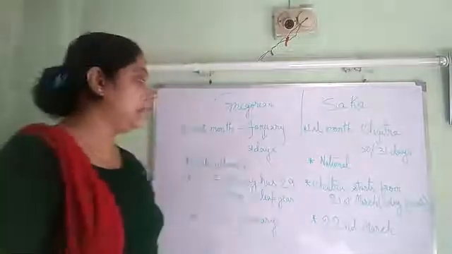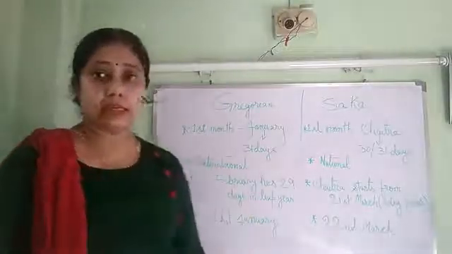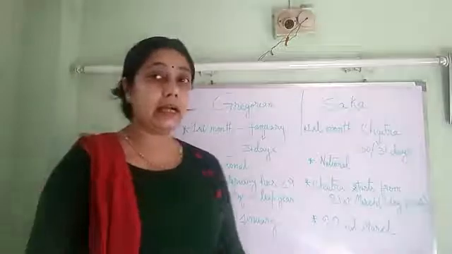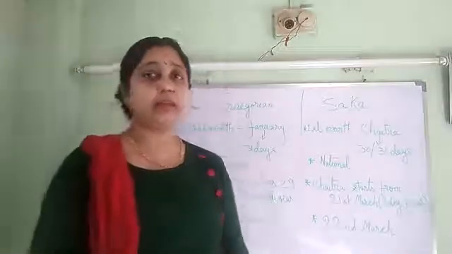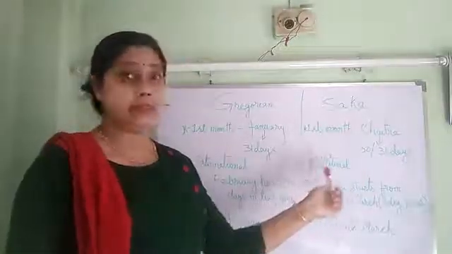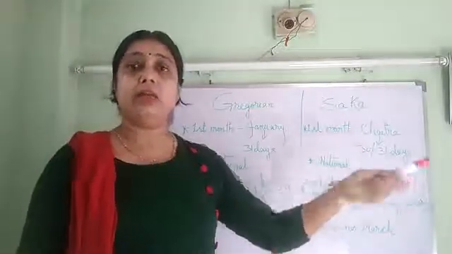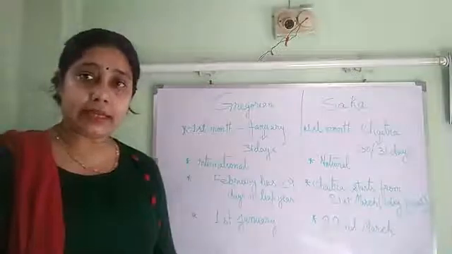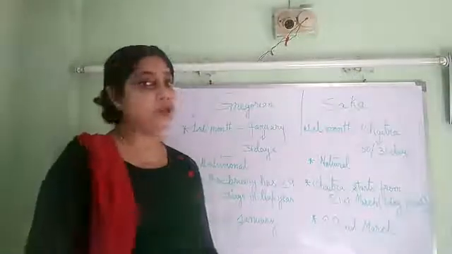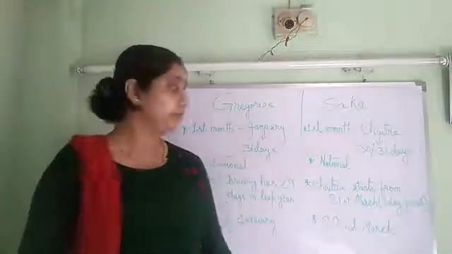In a leap year, February has 29 days. And in the Saka calendar, we find that Chaitra has 31 days. That means Chaitra has either 30 days or 31 days. In a normal year, Chaitra has 30 days, and in a leap year, Chaitra has 31 days.